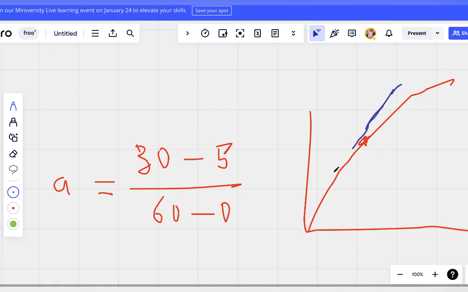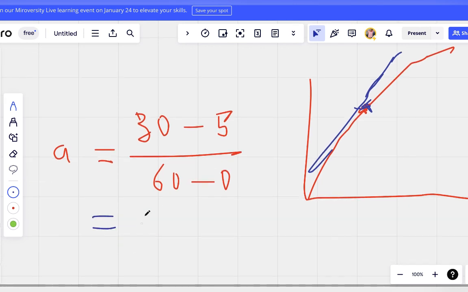The line has to touch this point, and once that is done, you can calculate the gradient like this. The gradient is equal to 25 over 60. 25 divided by 60, what do you get? 0.41. We can say 0.42 meter per second square.